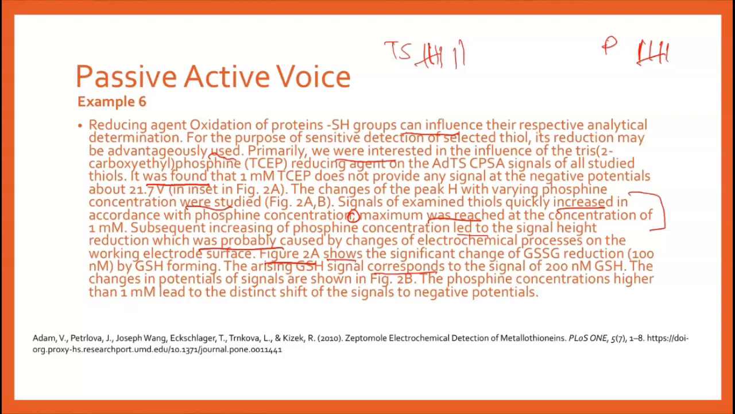The changes in potential signals are shown, passive. The phosphine concentration higher led to the distinct, it's active. So I lost track of overall sentences. Let me do this again. It's 1, 2, 3, 4, 5, 6, 7, 8, 9, 10 sentences, I think, maybe 11 if I missed one. And I think there's about 6 passive constructions. That's not bad, right? Half is awesome. A third active and two thirds passive is still awesome.